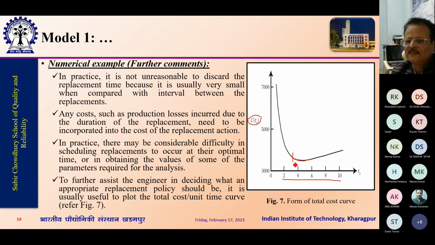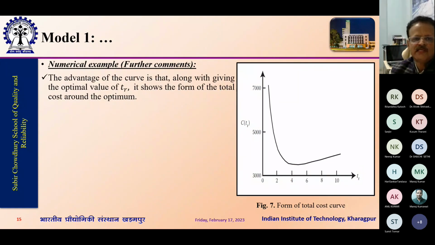So if somebody is doing maintenance, an opportunity is arising. One can do replacement here also, or here also, rather than exactly at this point; one can defer it. One can also explain to the management that there is not much difference if we defer it or prepone it. So these curves are going to be very helpful. The advantage, as I said, along with giving the optimal value of TR, is that it shows the form of the total cost around the optimum.